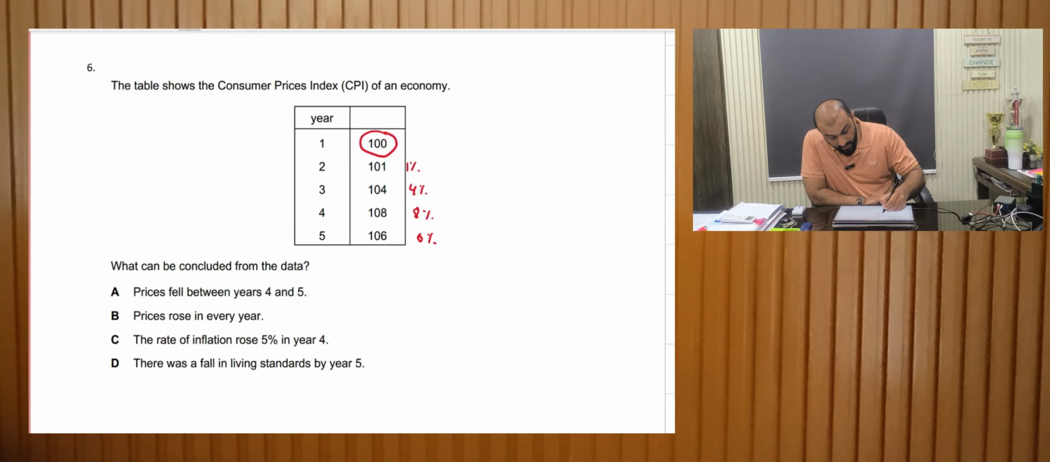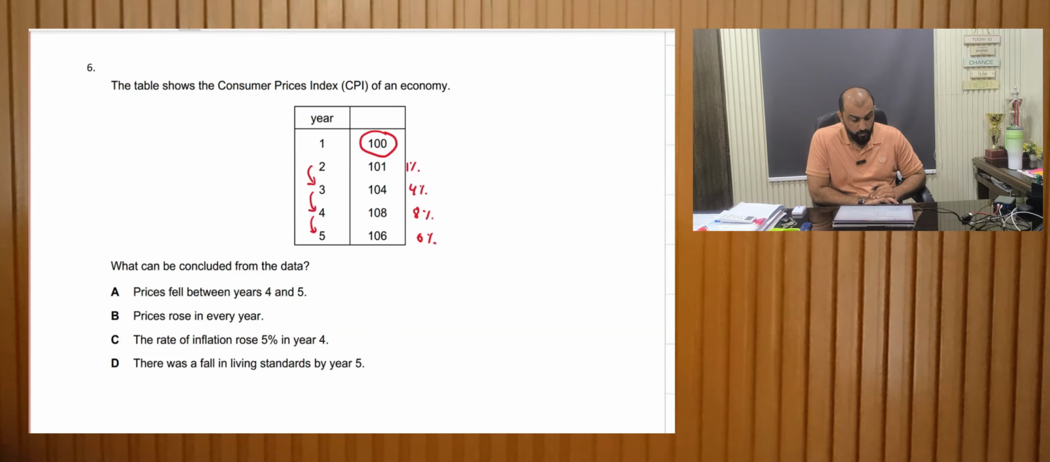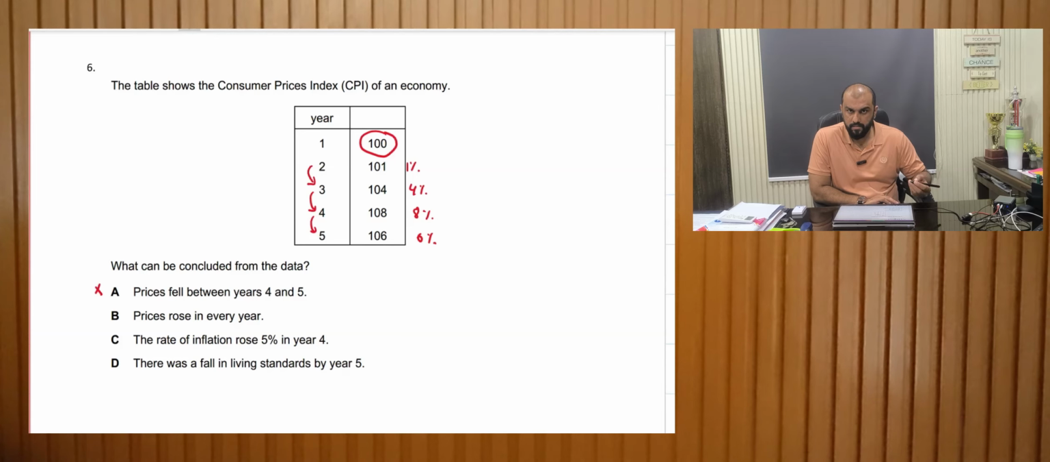Every year there is a positive inflation, which means that the prices are increasing. They're increasing at a faster rate in year 3, a still faster rate in year 4, and at a slower rate in year 5. So prices did not fall in year 4 and year 5. Rather, the prices increased at a slower rate. So the first option is incorrect. B is correct because every year the prices are rising, the CPI is increasing.